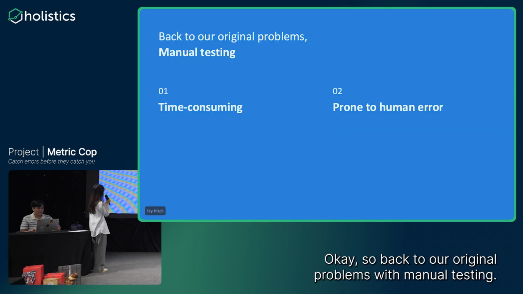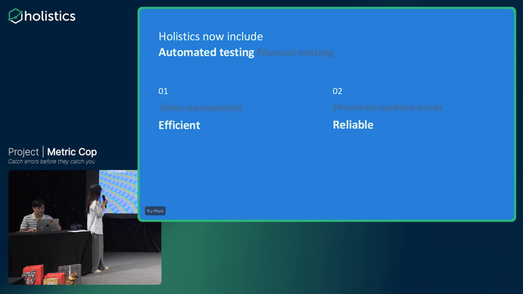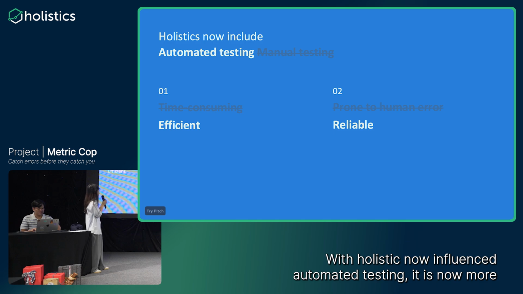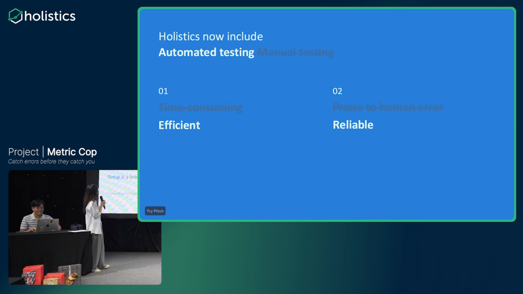Okay, so back to our original problems with manual testing. They were very time consuming and prone to human error. Now Holistics includes automated data testing. It is now more efficient and reliable, and so maybe no one will get fired anymore.